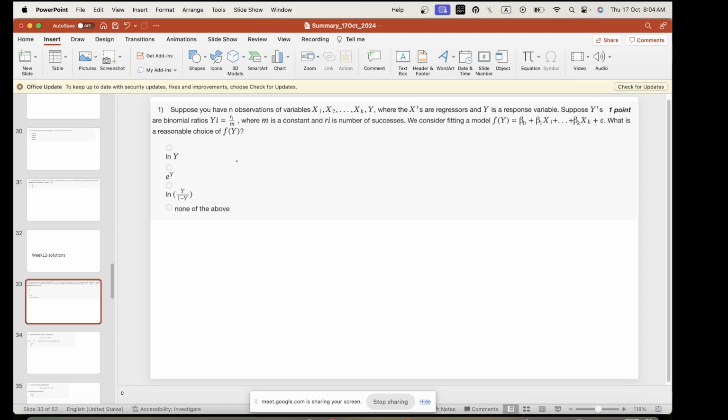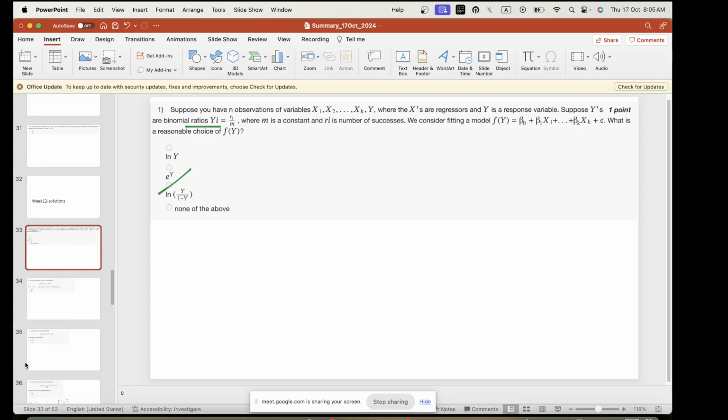This would be answer C, ln y of 1 by 1 minus y. Yes, because this is actually binomial ratios. And we have seen that this is a constant, Ri is the number of successes, then this would follow a binomial distribution, and then that b theta form would be ln p by 1 minus p, so the choice of fy would be ln y by 1 minus y. So yes, this is the correct answer.